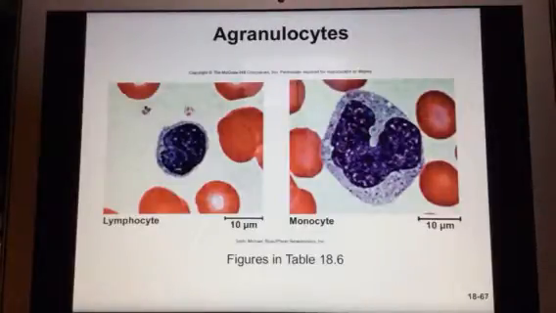And there they are. Left-hand side is the lymphocyte. The nucleus pretty much takes up the entire cell. And then the right side is that horseshoe-shaped nucleus of the monocyte. They do look a tiny bit speckled, but not the granules that we saw on the granulocytes. So these are agranulocytes.